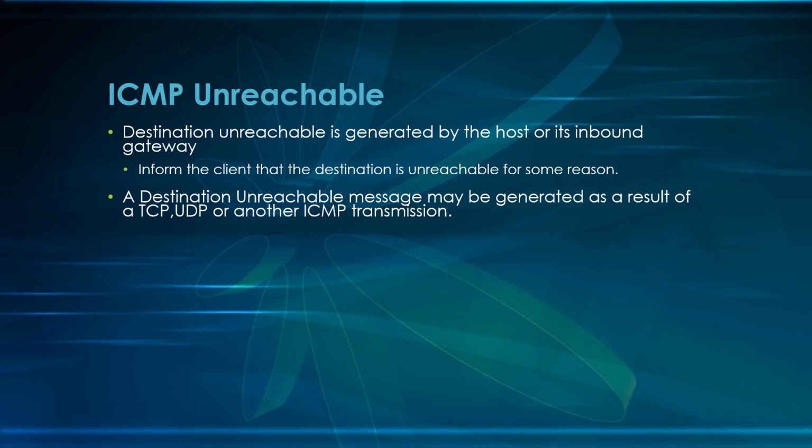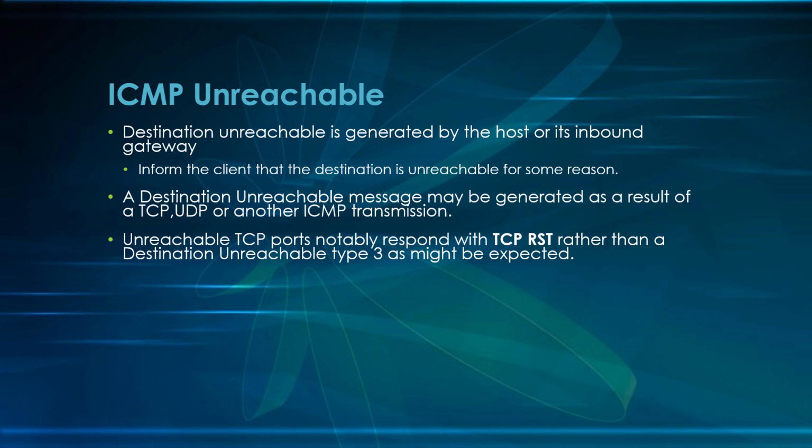UDP, you've got a voice issue, and then with an ICMP transmission, you may be getting, hey, I can't get to this destination because there's an issue. There's a bunch of individual options and responses you can get back, and I'll show you how you can look those up. Unreachable TCP ports notably respond with the TCP reset rather than a destination unreachable type 3 as might be expected, because you're dealing with the TCP transmission and not an ICMP packet.